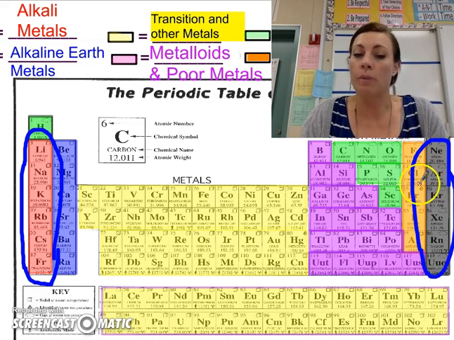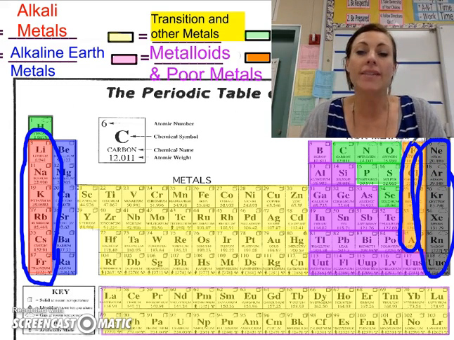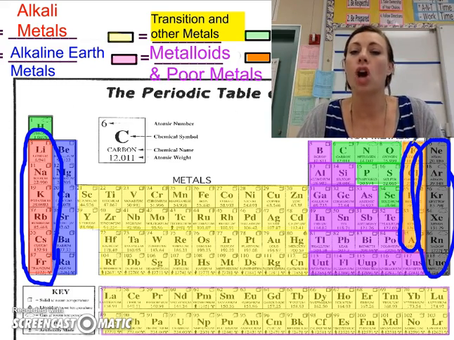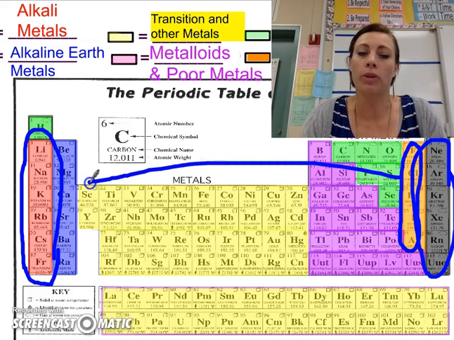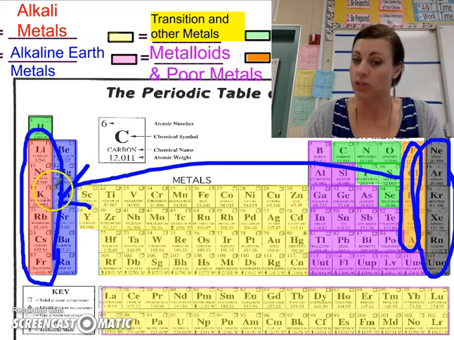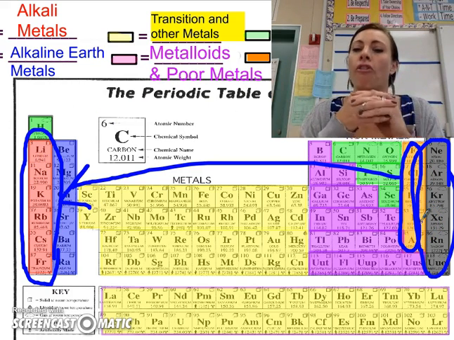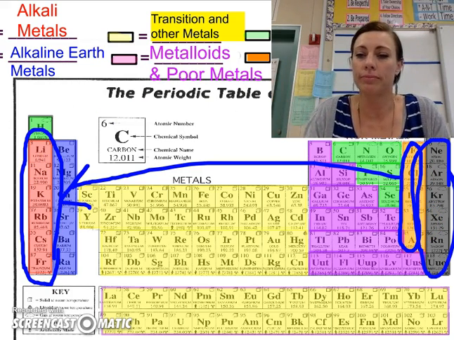If you also remember, group 17, the halogens, is a very reactive group, but it's a non-metal group. Group 17, if you remember, likes to bond with group number 1 because everything in group number 1 has 1 valence electron, and group 17 has 7 valence electrons, and together they make a full valence shell.